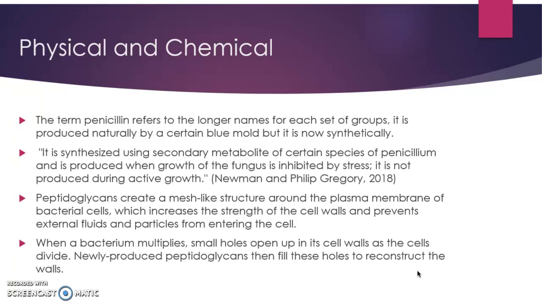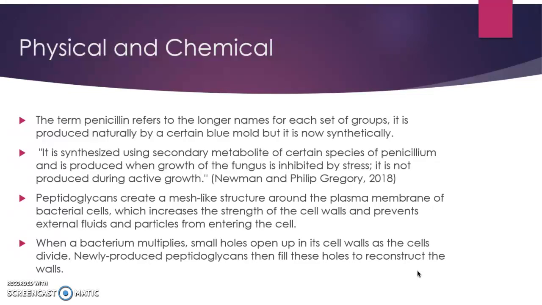The term penicillin refers to the longer name, so this is for the physical, for each set of groups, but it is produced naturally by a certain blue mold, but it is now synthetically produced, and that's kind of what I just explained. So it was from a certain blue mold, but now it's synthetically produced into a medicine form. A quote from one of my sources: "It is synthesized using secondary metabolite of certain species of penicillium, and is produced when growth of the fungus is inhibited by stress. It is not produced during active growth." And that was found by Newman and Philip Gregory in 2018, and we'll see that in my sources later.